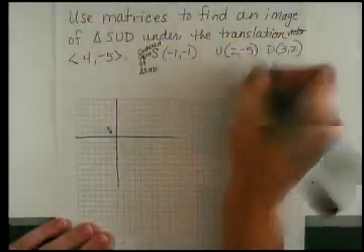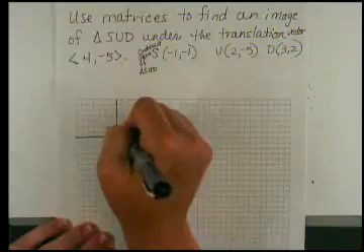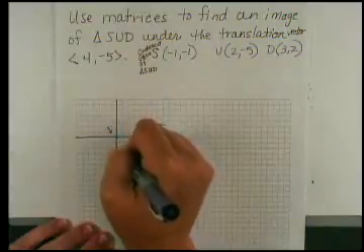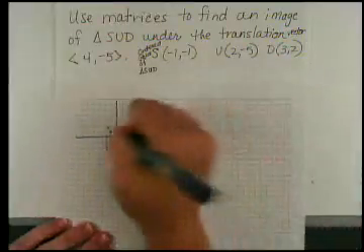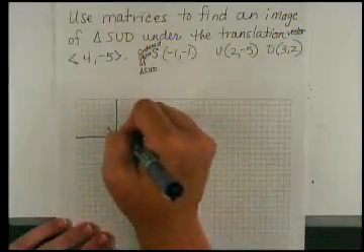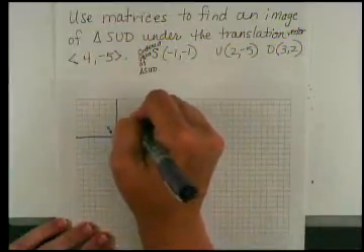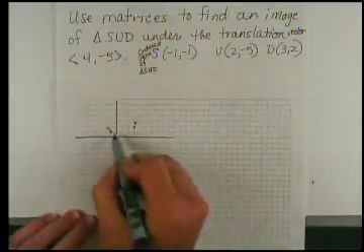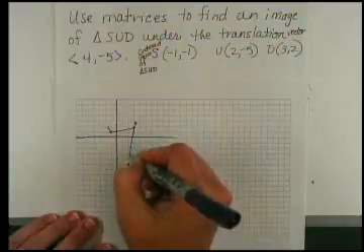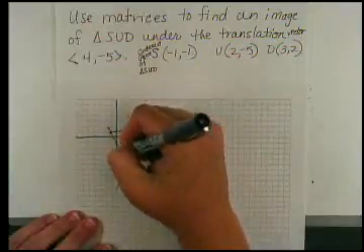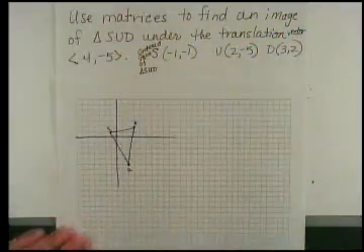U is 2, negative 5, so 1, 2, 1, 2, 3, 4, 5. There's U. And D is 3, 2. 1, 2, 3, 1, 2. There's D. Okay? You should never freehand this. So what am I doing? Freehanding this just because of our time. Okay? All right, so now what are we going to do?